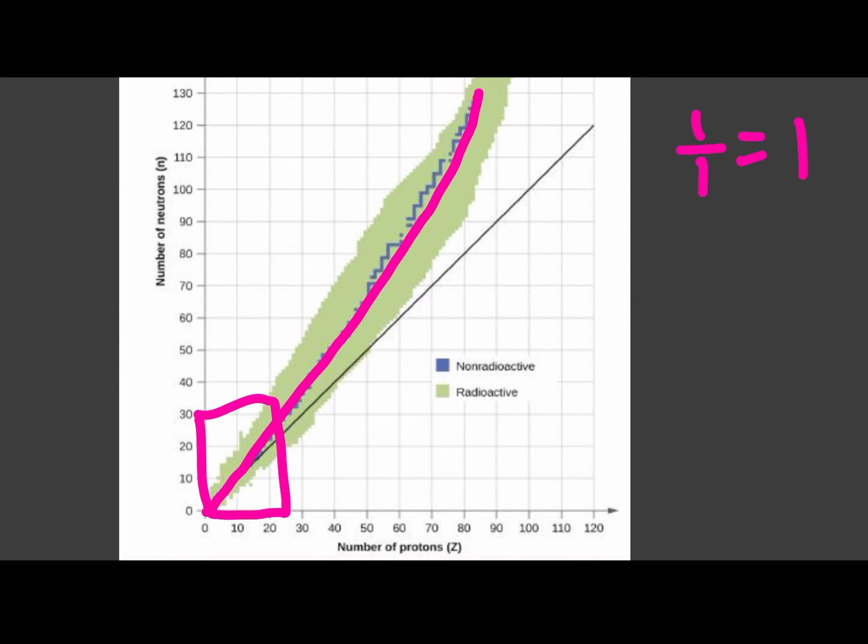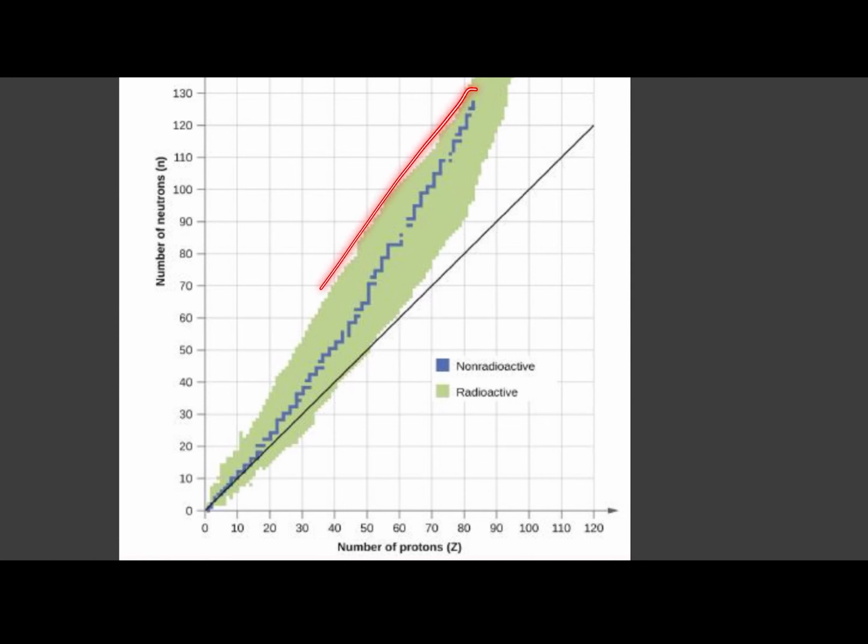We can see that this right here is the realistic band of stability. So the further up we go in protons, the further away from the line we get. We can see, using this little legend right here, the non-radioactive points, I should say, are represented in this blue color, and we have the radioactive portions represented in this kind of green color.